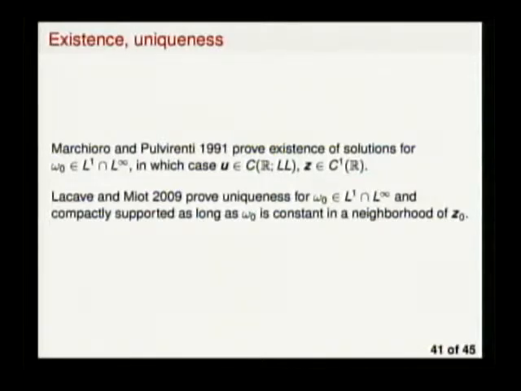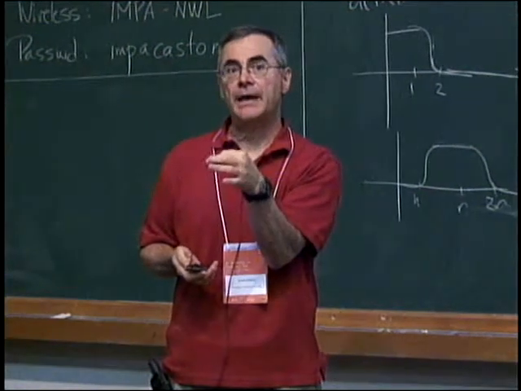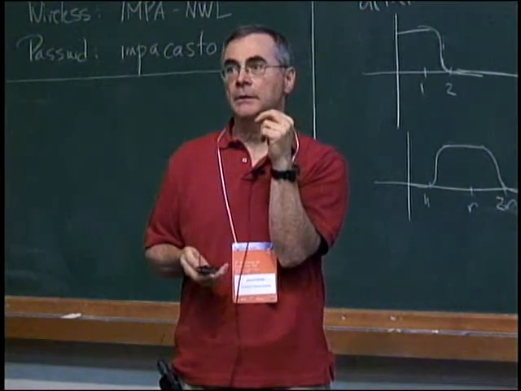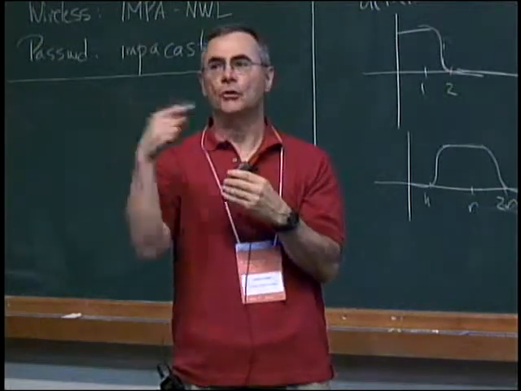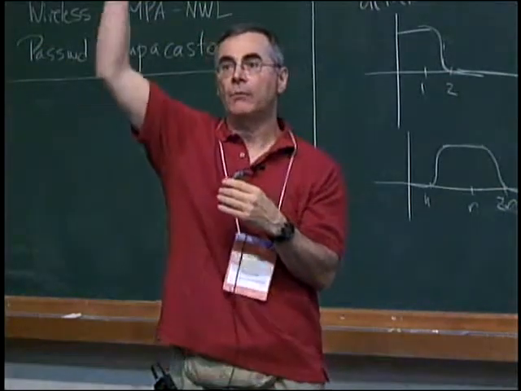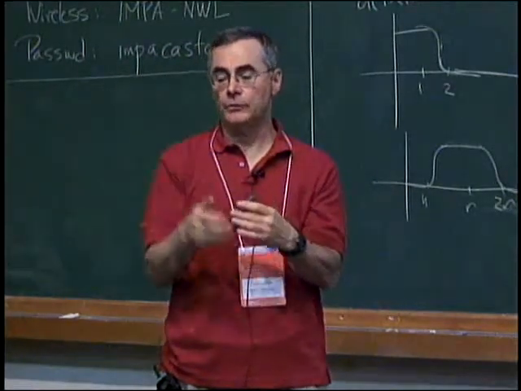And there was an intermediate result before them by Lacave and Miot, but Lacave and Miot in 2009 proved that if the initial vorticity is constant near the vortex, then in fact you get uniqueness. Okay? If you don't have that, uniqueness is open. The idea being that the point vortex can really churn things up really near, because it blows up like 1 over r. Okay, so it can really churn the vorticity up, and the smoothness could be lost right away.